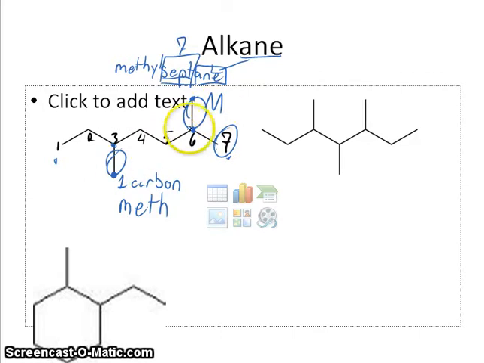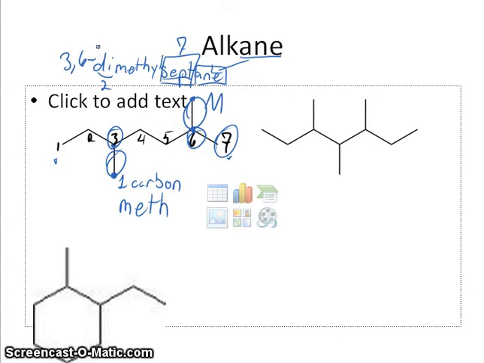So since they're both the same, and also there's 2 of them, I don't need to write methyl twice. Instead I'll just put dimethyl, di indicating 2. You have one methyl group coming off the 3 and one coming off the 6. So it's going to be 3,6-dimethylheptane.